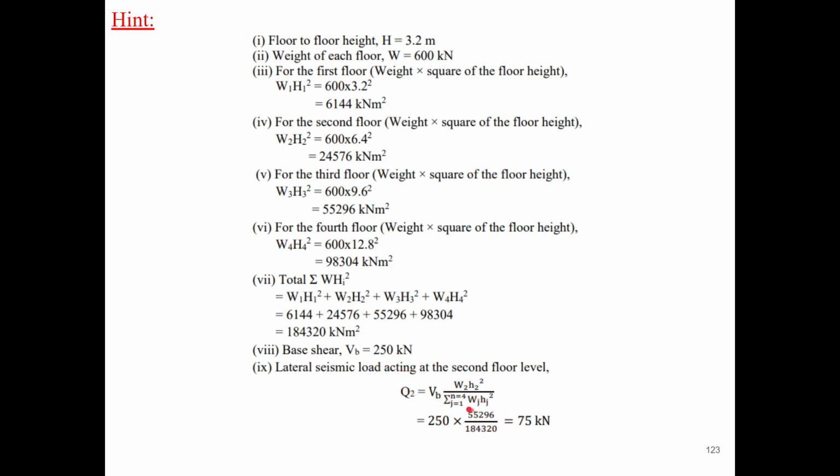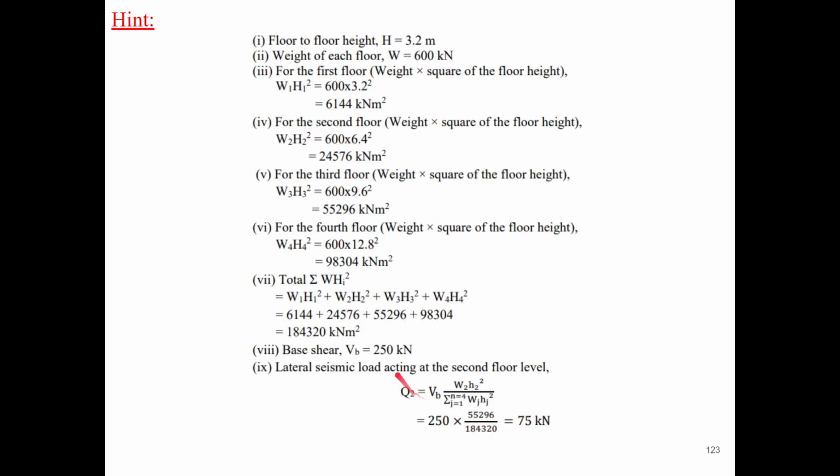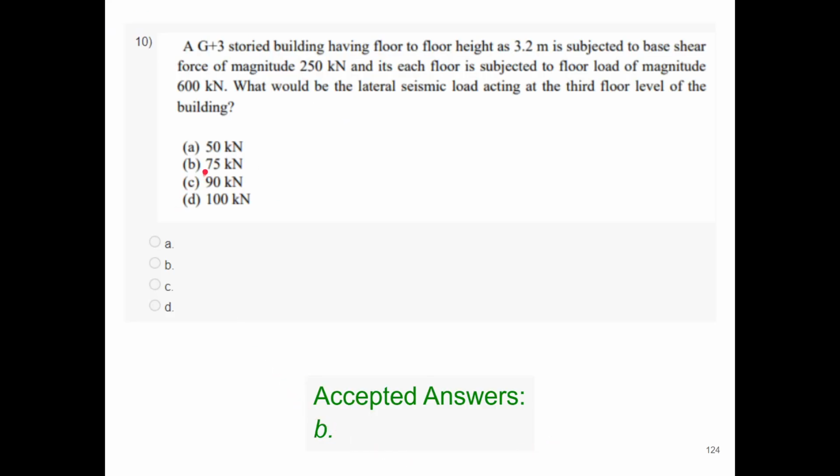They have just replaced, actually this should be W3, not W2. They have just replaced the second floor with third floor. So this should be third floor, it has been mistakenly provided as second. So it will be 250 into 55296 by 184320. So that comes out to be 75 kilonewton. So as you can see, option B, 75 kilonewton is the correct option.